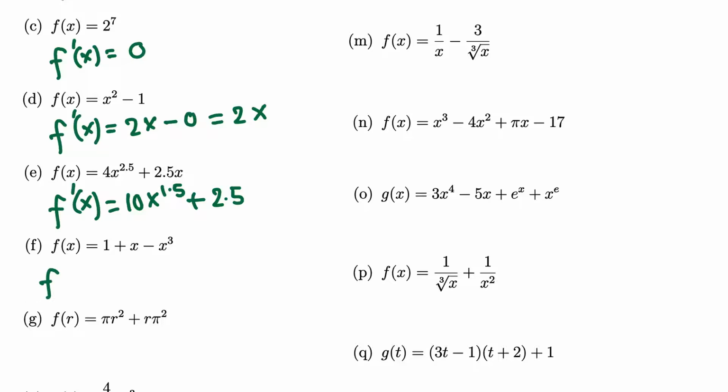Part F, the derivative is, we got 3 terms. So the derivative of 1 is 0, don't have to write, plus the derivative of x is 1, minus x cubed. From the power rule, 3x to the 3 minus 1, which is 2.